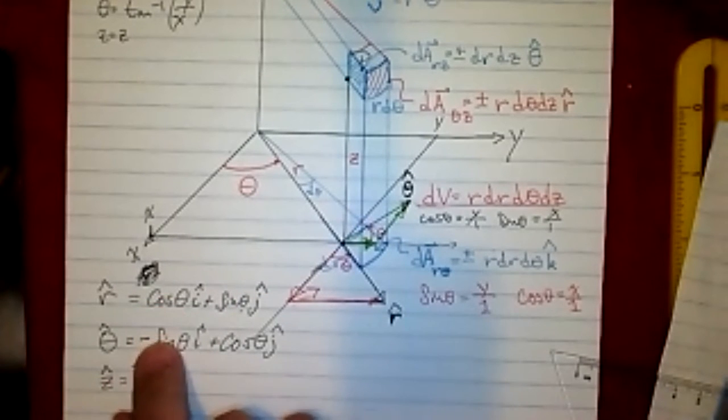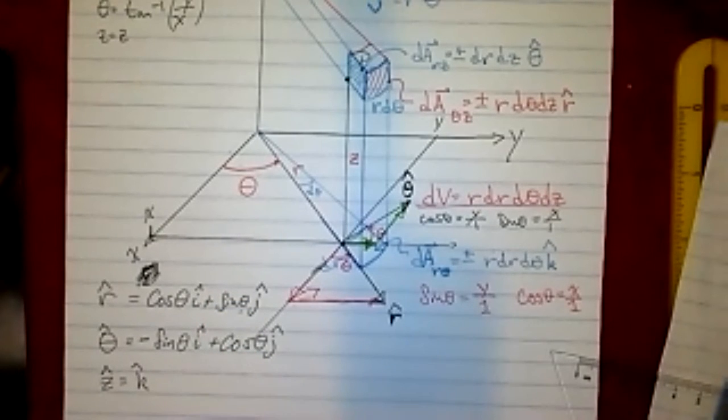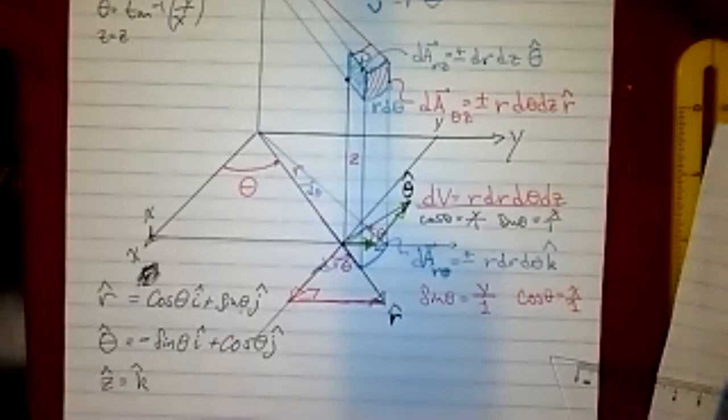Derivative of cosine is negative sine. Derivative of sine is cosine. So that's another way you can get theta hat. Theta hat is the instantaneous rate of change. I shouldn't say instantaneous because I'm not taking the derivative with respect to time, but it is in some sense an instantaneous rate of change of the r hat.